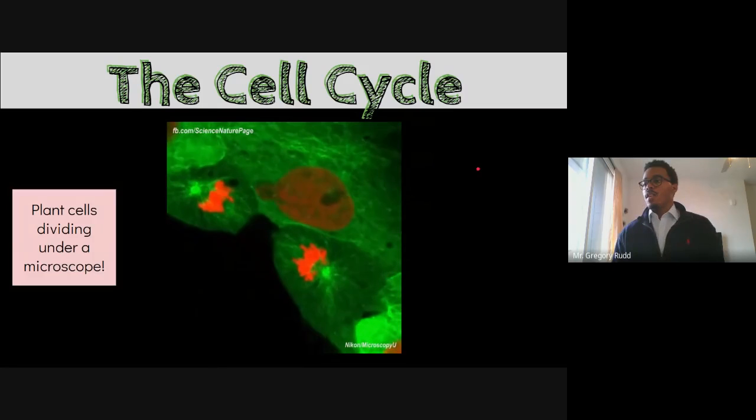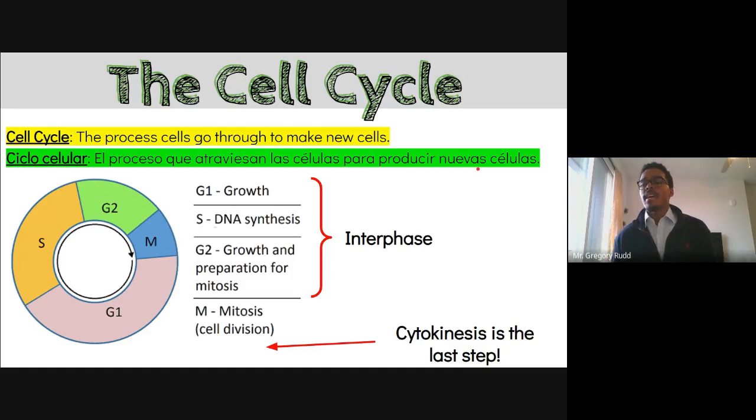All right, you get the idea. Now, the cell cycle is actually the process that allows for that to happen. The cell cycle is the process cells go through to make new cells. It's got 3 phases: interphase, M phase, and then cytokinesis. We'll talk more in depth about these 3 phases over the next few slides. But we can see that interphase is made up of 3 parts: G1, S, and G2.